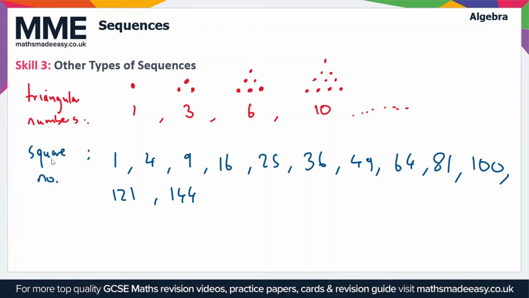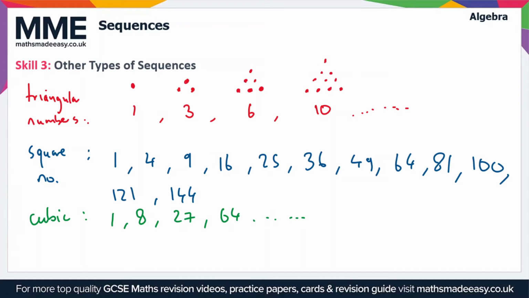Cubic numbers are quite similar. We'll write these in green. Cubic numbers are where you just multiply a number by itself and then itself again. So we start off with 1 times 1 times 1, which is 1. Then we get 2 times 2 times 2, which is 8. 3 times 3 times 3 is 27. Then 4 times 4 times 4 is 64, and so on. I'm not going to go through any more of the cubic numbers, but these are just another sequence that you should be aware of.